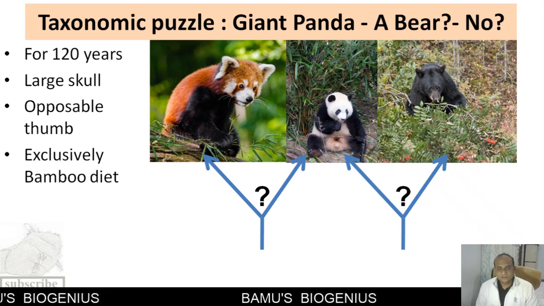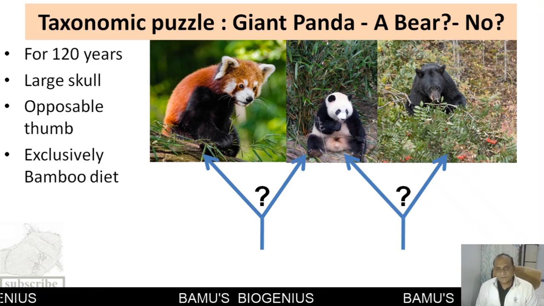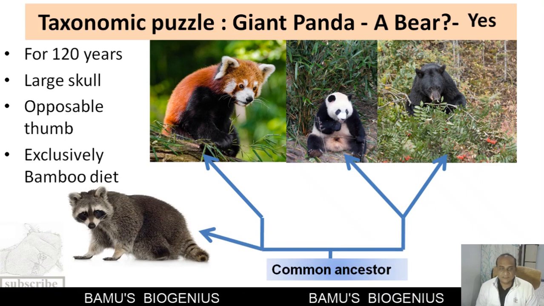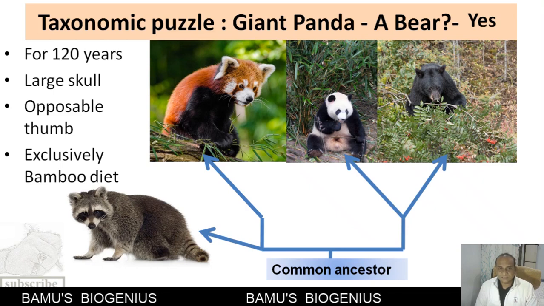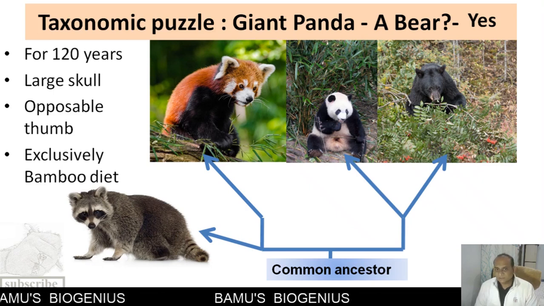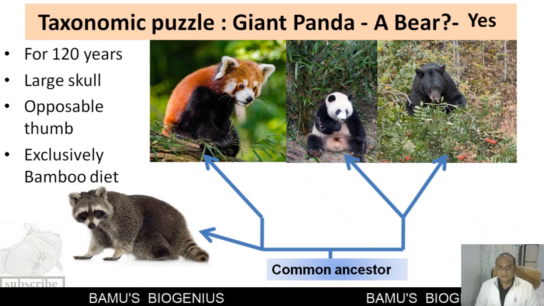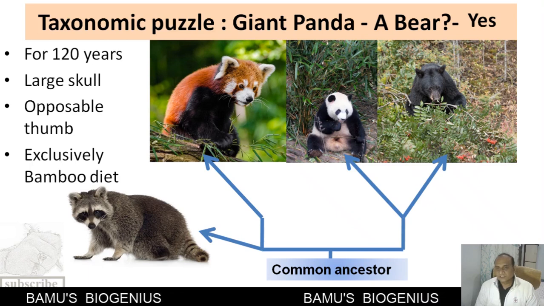But genealogical studies, that means DNA studies, proved that the giant panda is more or less similar to the bear, and red pandas are similar to the raccoons. So this is how the taxonomic puzzle of the giant panda was solved by genealogical studies. That's why genealogical studies are very important in identifying the status of various organisms, and that's why they are used in cladistics.